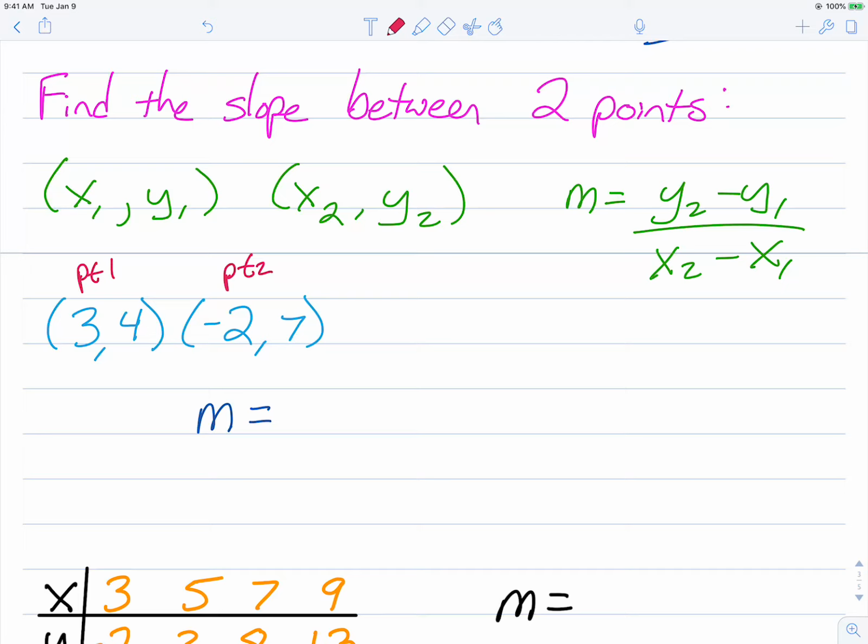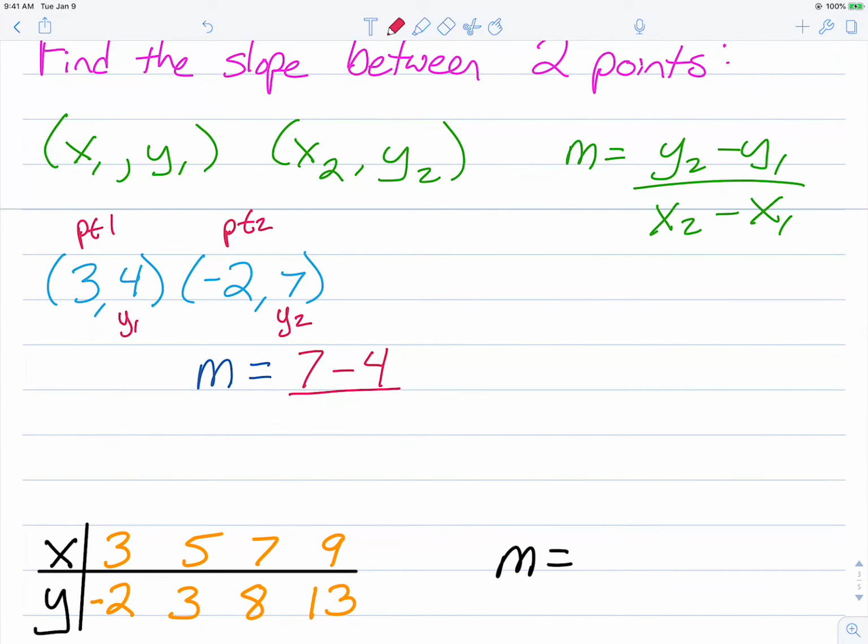So my y sub 2, which would be here, is 7, minus my y sub 1, which is 4, over, so I'm subtracting them. I'm subtracting my y's, because remember it's the change in y over the change in x. Subtract your y's over subtract your x's. And then the denominator is x sub 2, which is going to be negative 2, because that's the x value from the second point, minus x sub 1 over there, which is 3, and you get 3 over negative 5. So there's your slope between your 2 points.